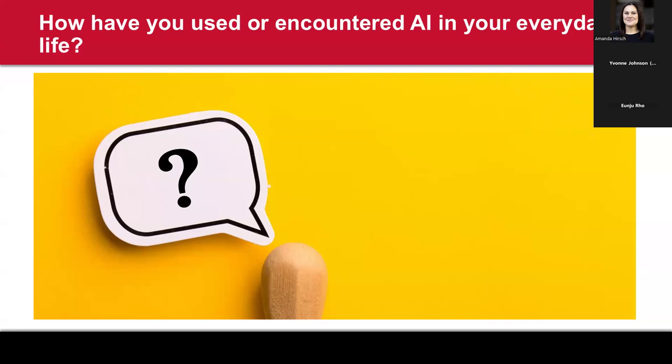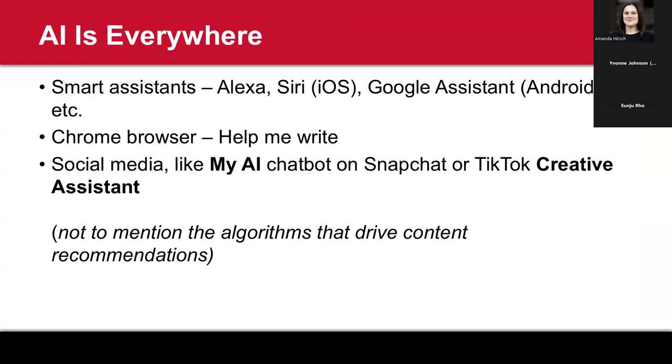Great. So there's a lot of AI out there right now. Some of the things that we maybe didn't mention, but that we encounter all the time, Siri, Alexa, Google Assistant, those are all smart assistants. That's AI. As someone already mentioned, Chrome browser comes up with AI content at the top. You can also say, "Help me write," in your Google search, and it'll help you.